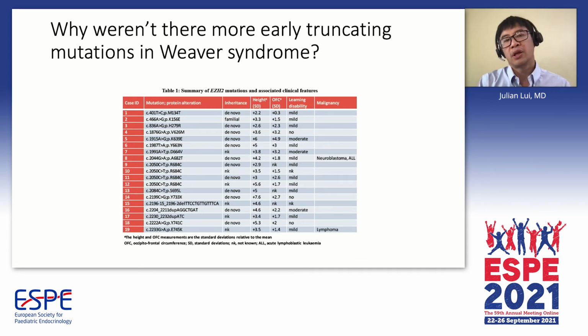Okay, so if it's really a partial loss of function, why weren't there more early truncating mutations of EZH2 in Weaver syndrome? So what is the clinical consequence of a heterozygous null mutation of EZH2? That's the other way to put it.